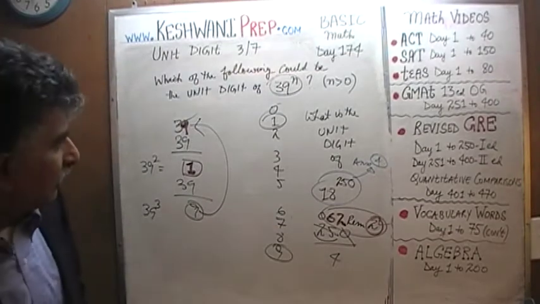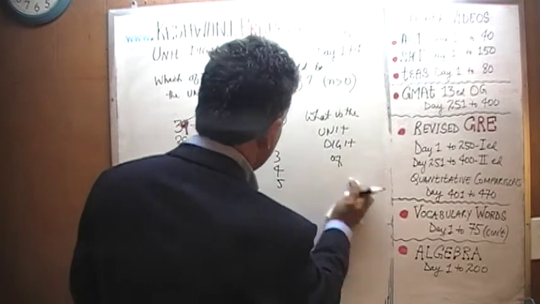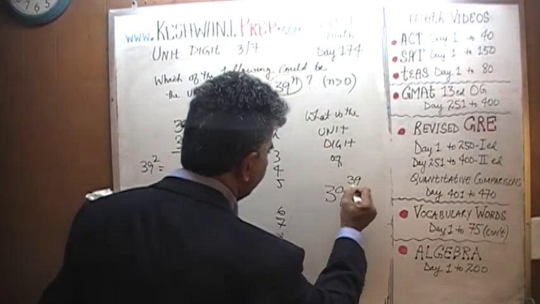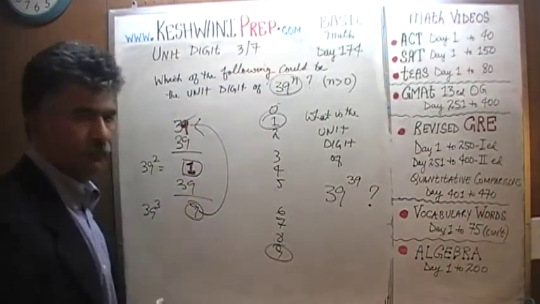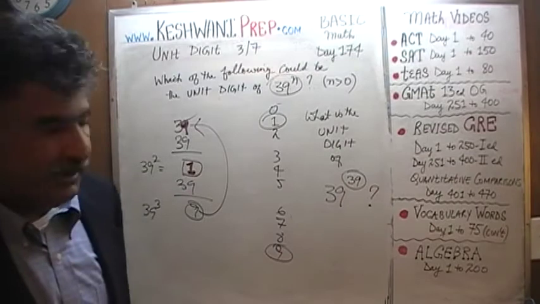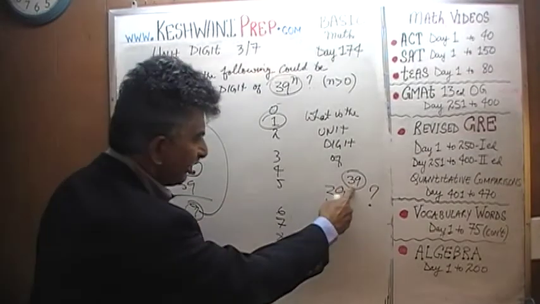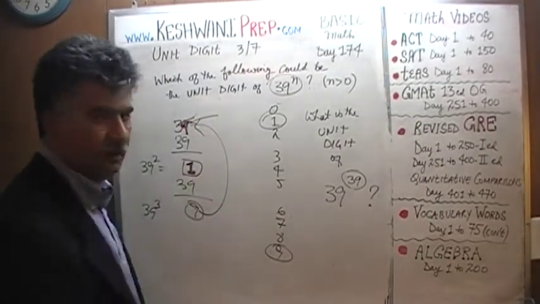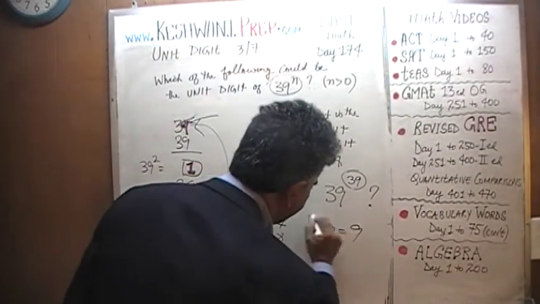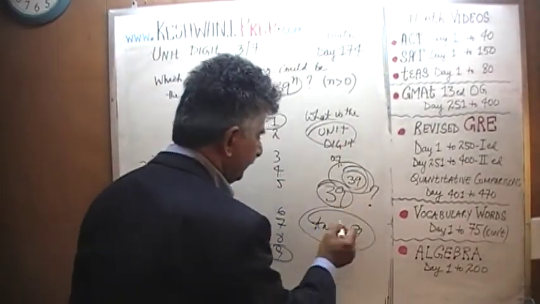So what's the unit digit of 39 raised to 39? Oh, it's very simple. Had it been 38, we would have had a complete cycle because the cycle consists of two beats. Since it's 39, it's going to end in a 9. That's all. The answer is it will end in a 9.